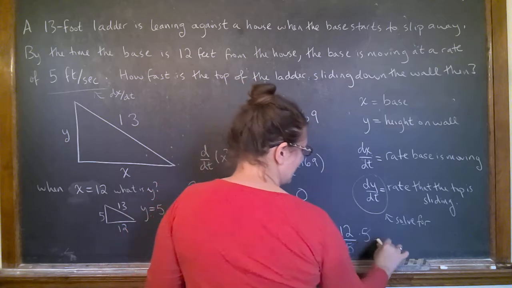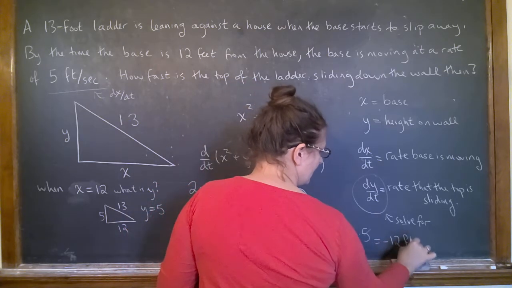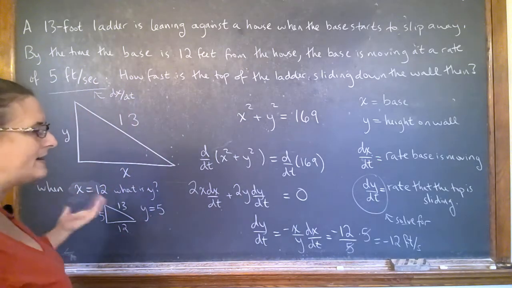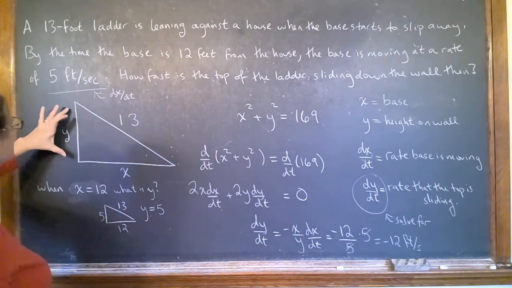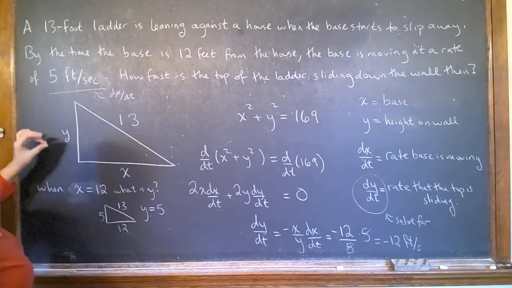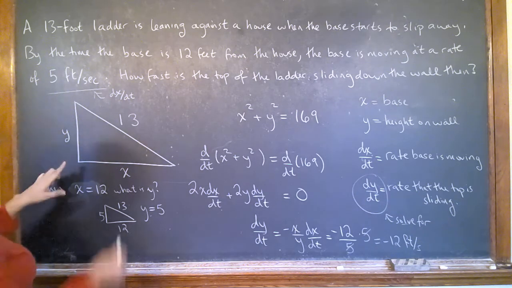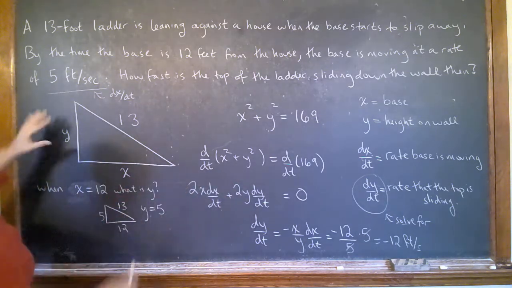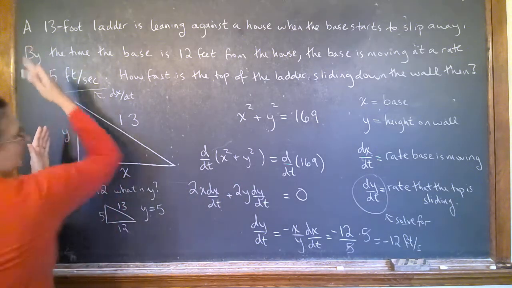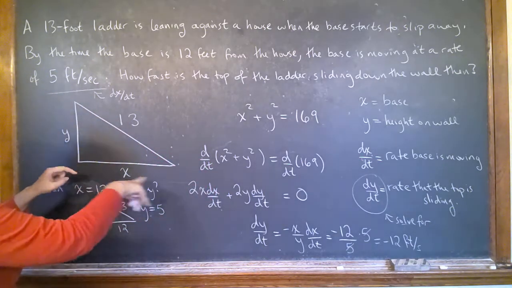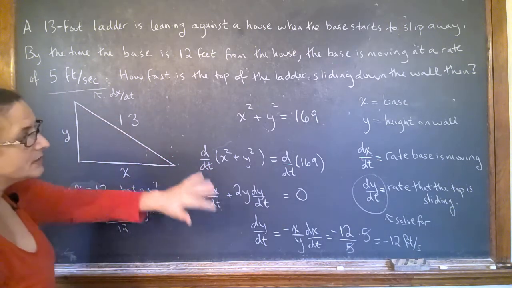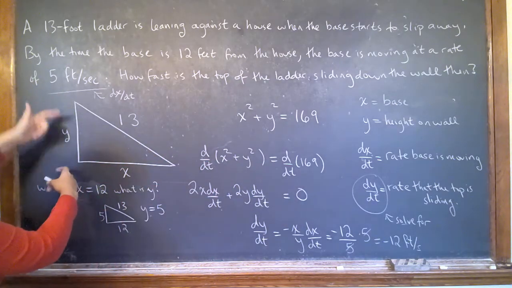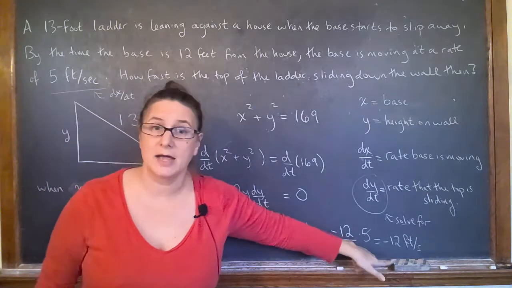Okay? So that cancels that, and my answer then is minus 12, again, feet per second. Why is it minus? Because the height is going down, right? This length is getting bigger as the ladder goes from here to here, so it's positive. It's moving positively. This height is getting smaller, so its rate of change is negative.